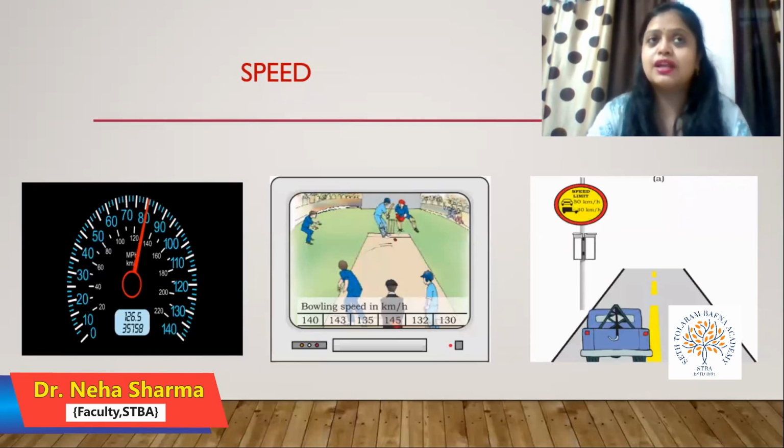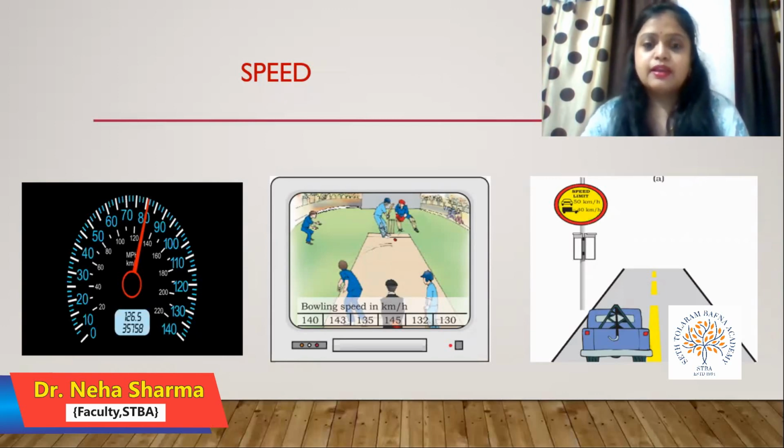It denotes that if the speed is approximately 100 kilometer per hour, meaning you are driving a car with a speed of 100 kilometer per hour, that means in one hour you covered a distance of 100 kilometers by car, right?